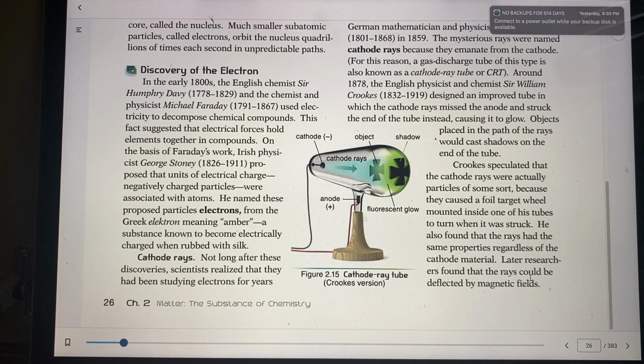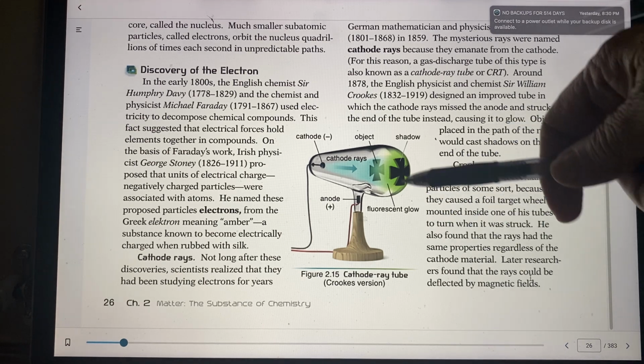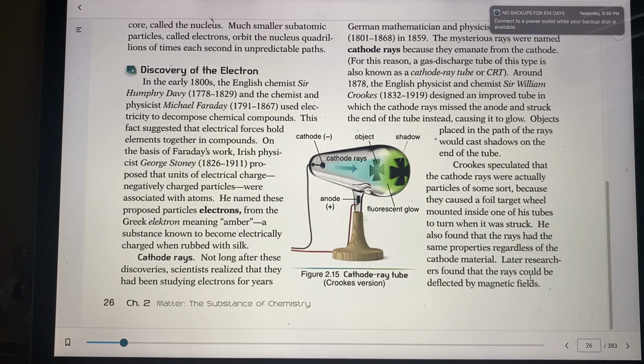Then on to Sir William Crookes, who lived 1832 to 1919. This is a picture of Crookes' version of the cathode ray tube. He made it a little different from the original one, but the cathode rays missed the anode and struck the end of the tube, causing it to glow. And the objects then cast shadows there.